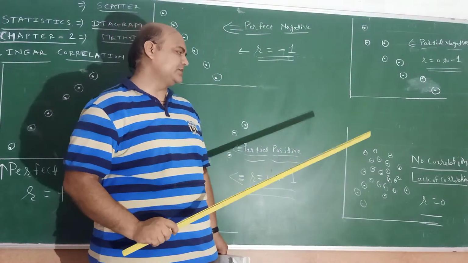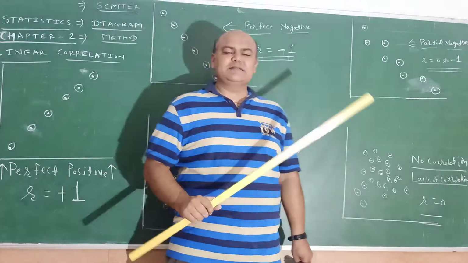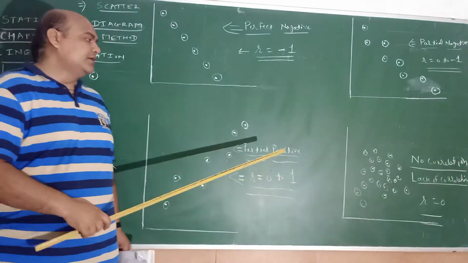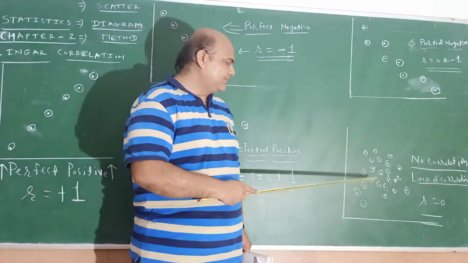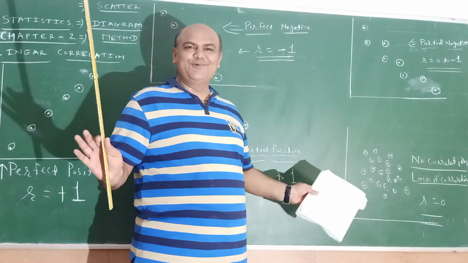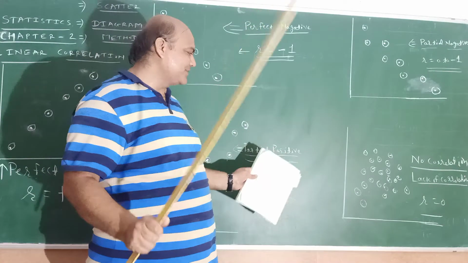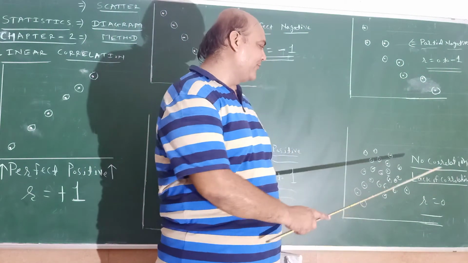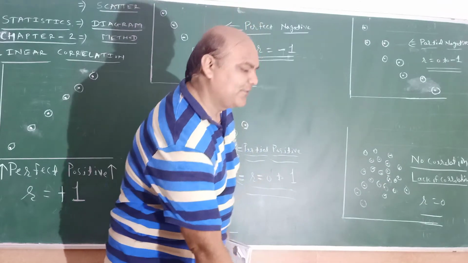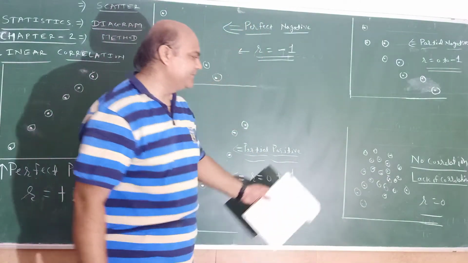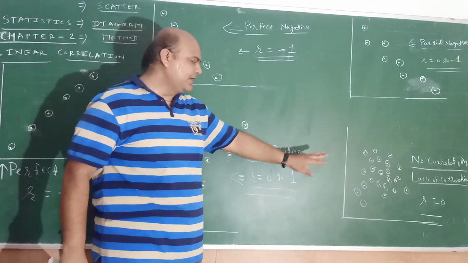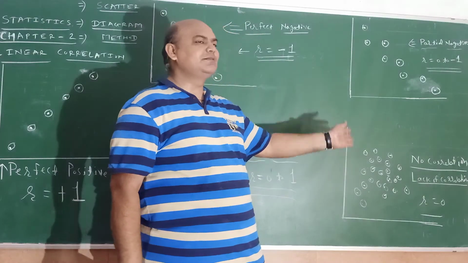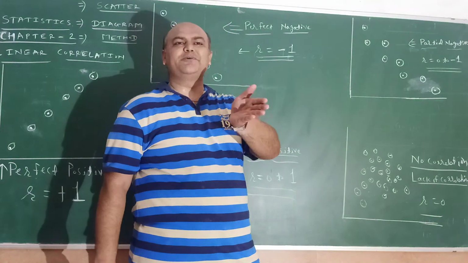0 to -1. And the last type of correlation, you see in the fifth diagram, all the dots are moving here and there. There is no upward trend, no downward trend, no left to right or right to left. In this particular diagram, you can see that the dots are moving here and there. No specific direction is there, no upward, no downward, no left to right, no right to left.